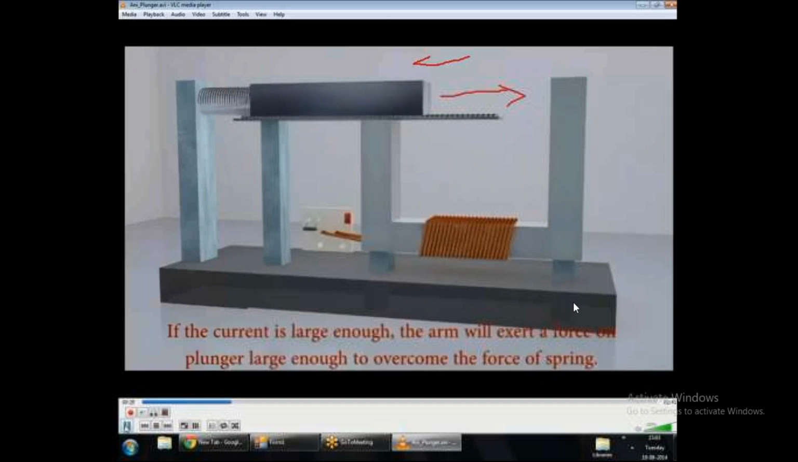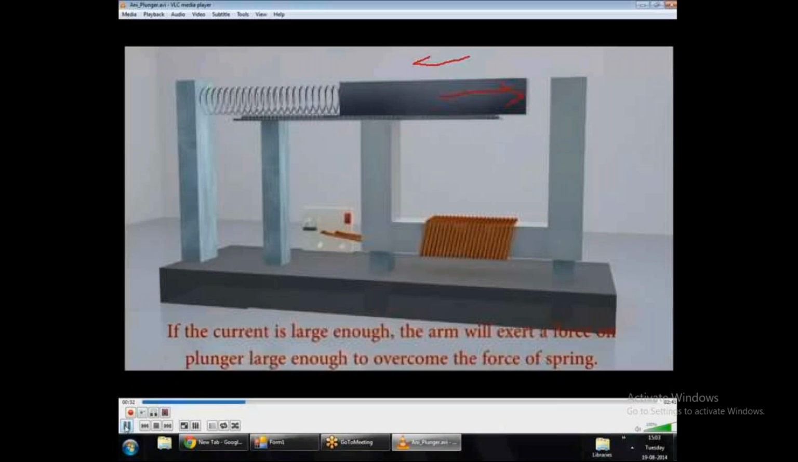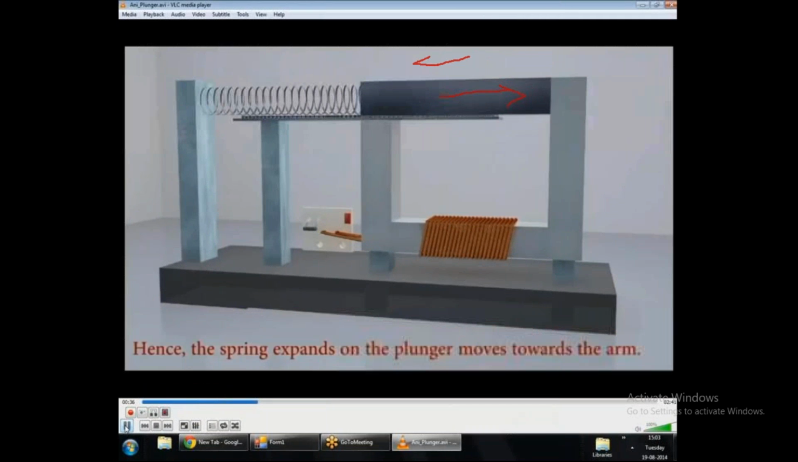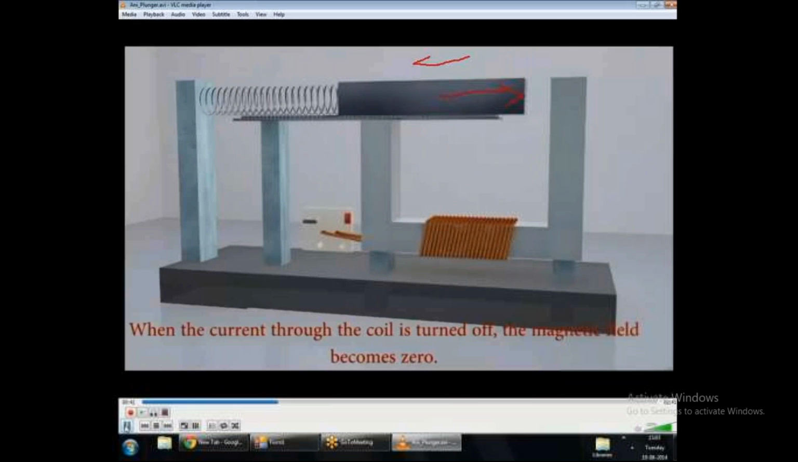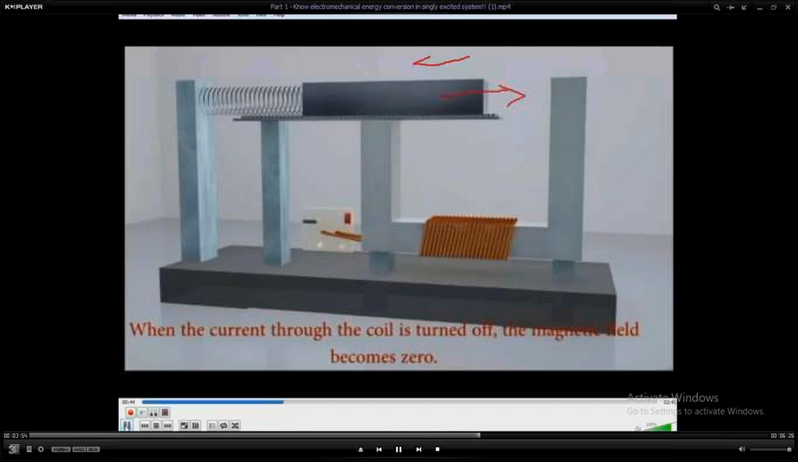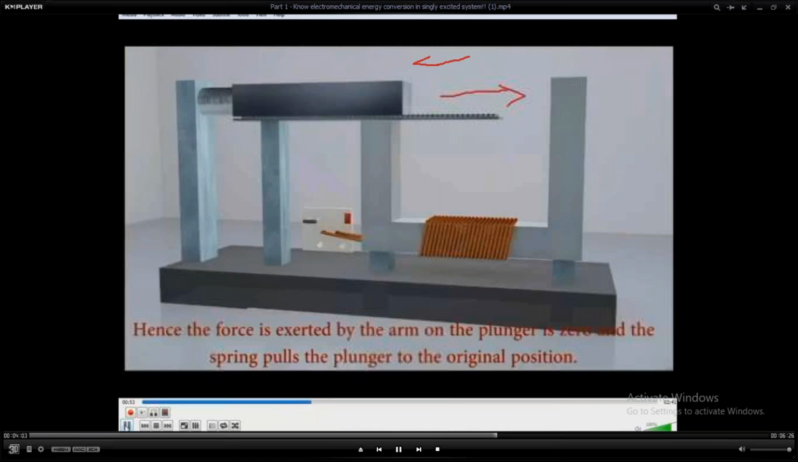Plunger towards the arm, the static arm, and the spring gets extended. Once we release the current, we switch off the current flowing through the coil, the magnetic field would disappear, and as a result, the force attracting the plunger would disappear, and the spring would relax and bring the plunger to its original position. So this is a kind of simple linear motion.